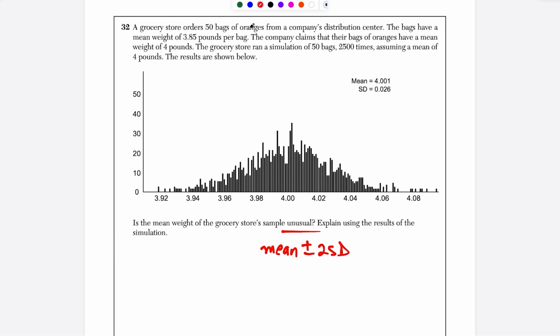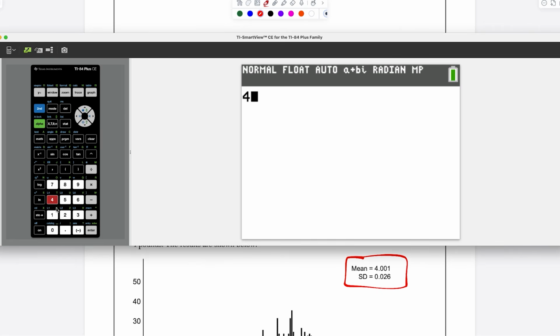But now I reread the question in the beginning and see which value we are analyzing. So the grocery store orders 50 bags of oranges from a company's distribution center, and the bags have a mean weight of 3.85 pounds per bag. And then the company is claiming that their bags of oranges have a mean weight of 4 pounds. So the simulation is based off of the company's claim. And the actual bags that showed up to the store, these are the ones we're analyzing in reference to this simulation here. Okay, so now we could just type these values in the calculator. So we're going to take the mean and we're going to find plus or minus 2 standard deviations of the mean.